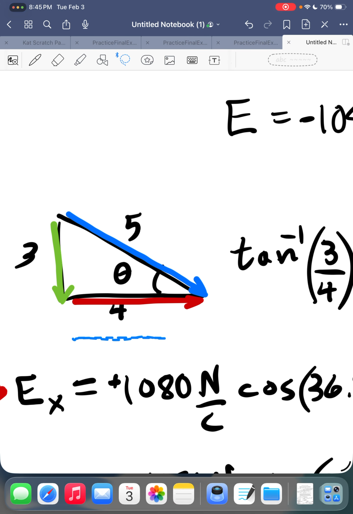We know this is 4 meters, we know that's 3 meters, and we know that this is 5 meters. That's the hypotenuse. So I can immediately get a handle on this angle, and that's going to be important for adding things up, as you'll see in a minute.